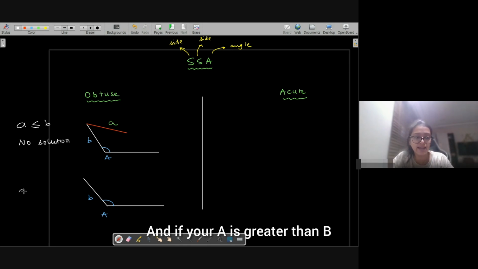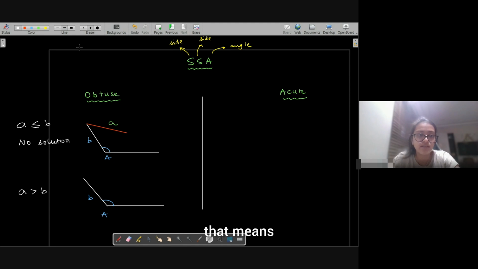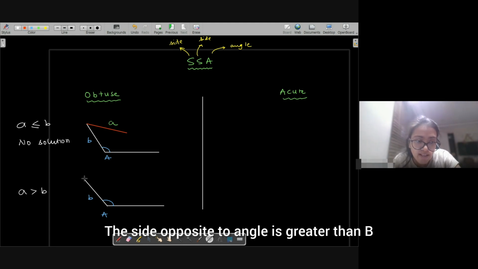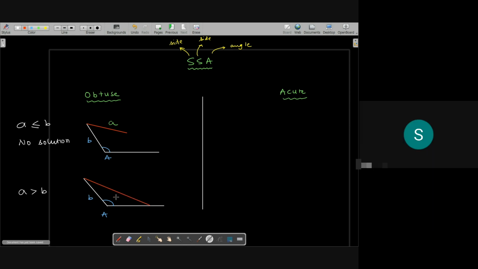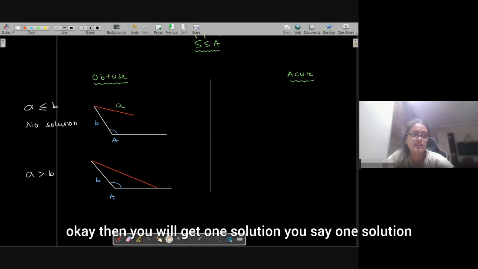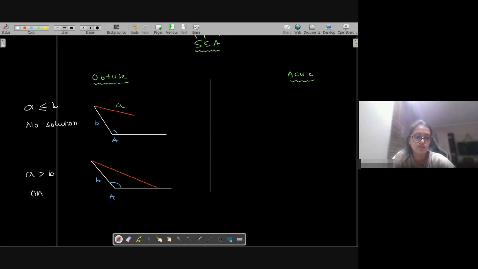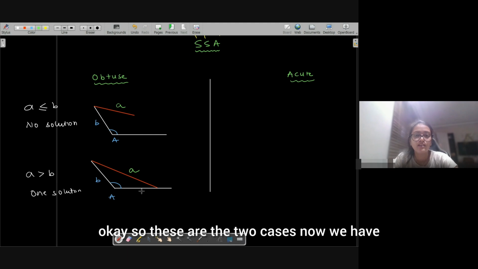And if your A is greater than B, that means the side opposite to angle A is greater than B, then you will be able to complete the triangle. Then you will get one solution. We say one solution. This is your small a. Okay, so these are the two cases.